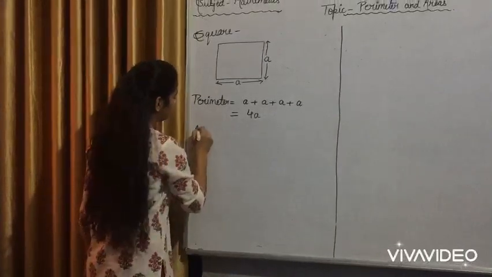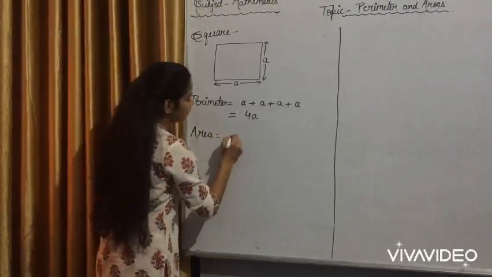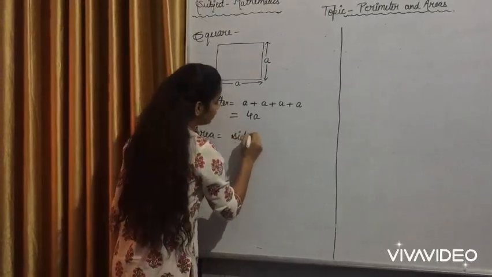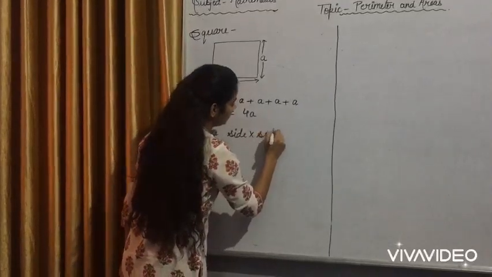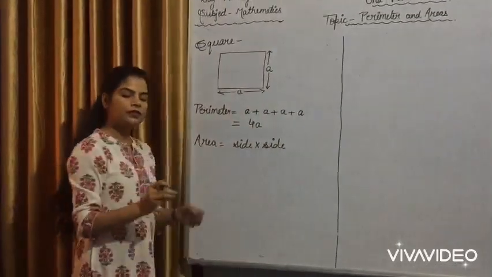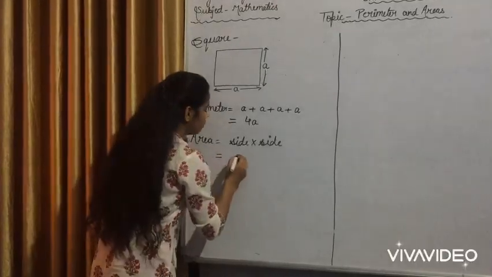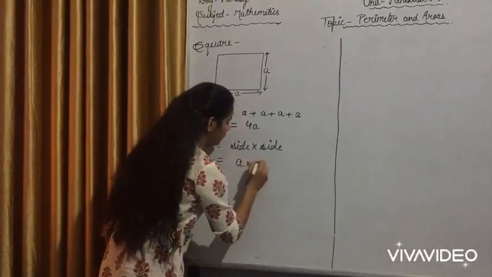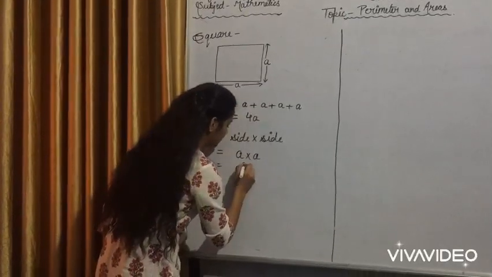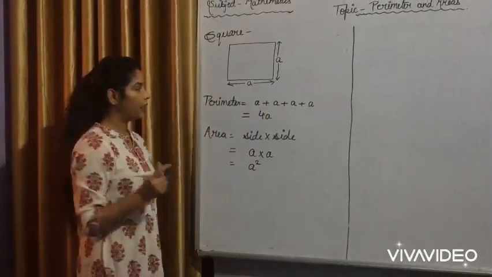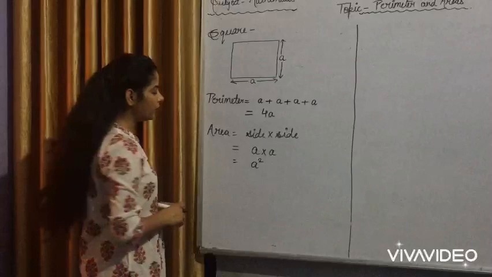Coming to the area, area of square is given by side multiplied by side. That is, length of a side is multiplied by the length of another side, which means A multiplied by A, or simply A squared. I hope there isn't anything tough over here.